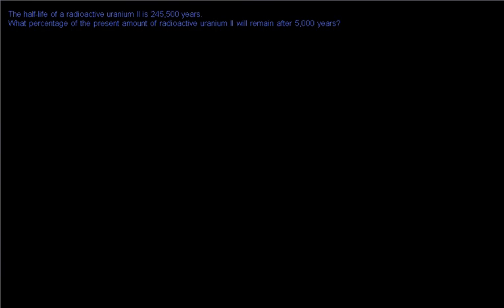Alright, so here's your question. The half-life of radioactive uranium-2 is 245,500 years. What percentage of the present amount of radioactive uranium-2 will remain after 5,000 years?